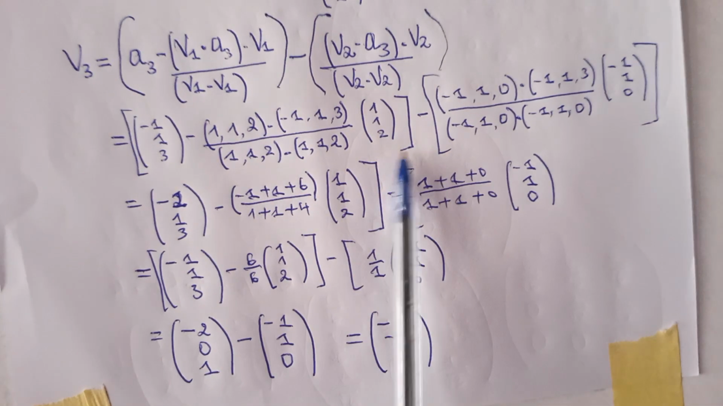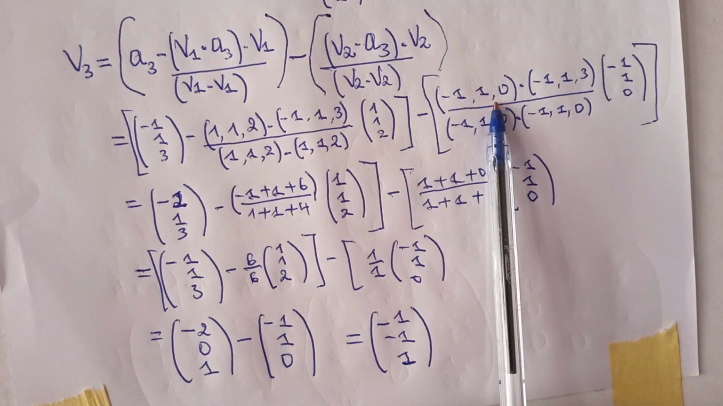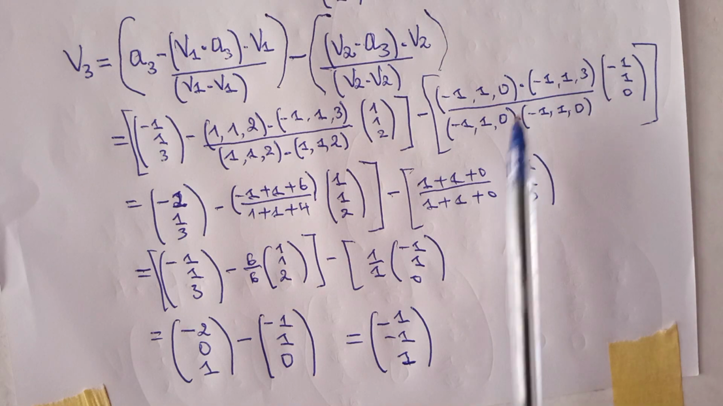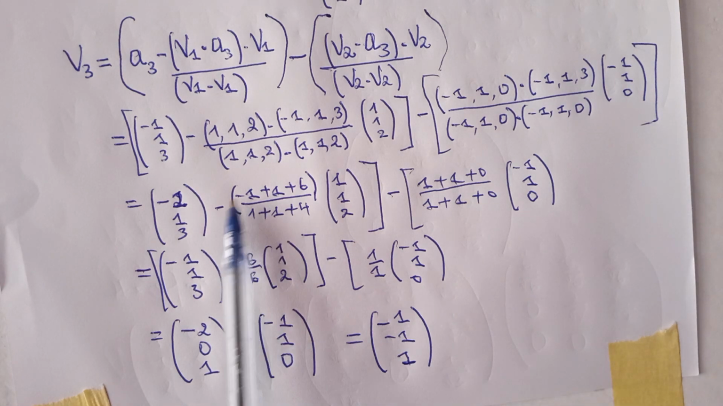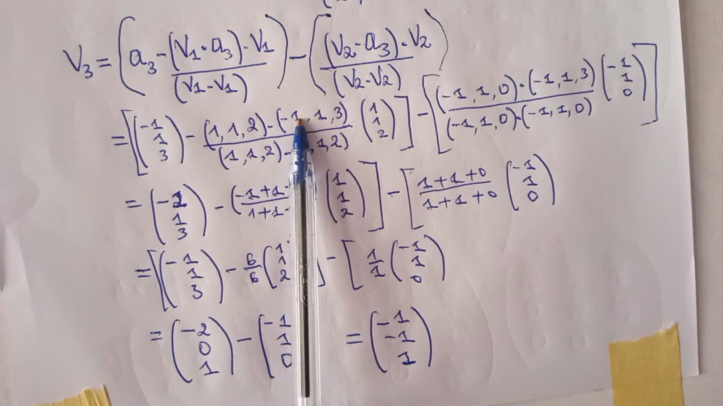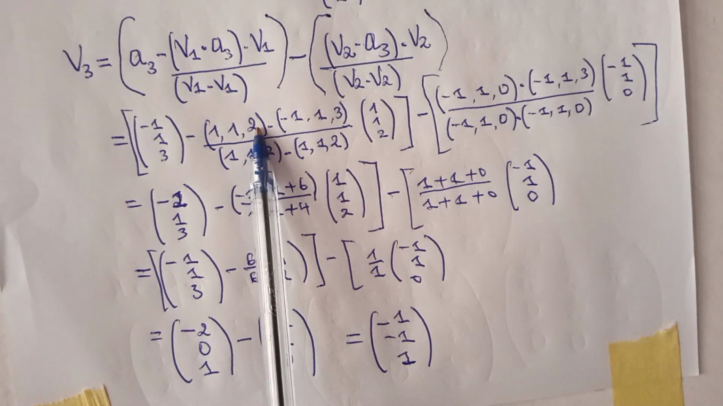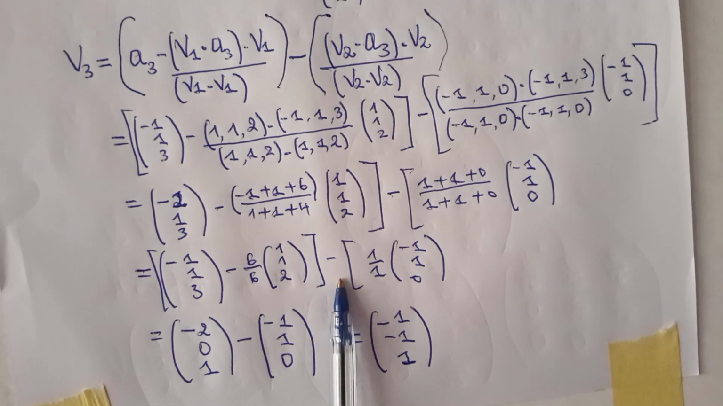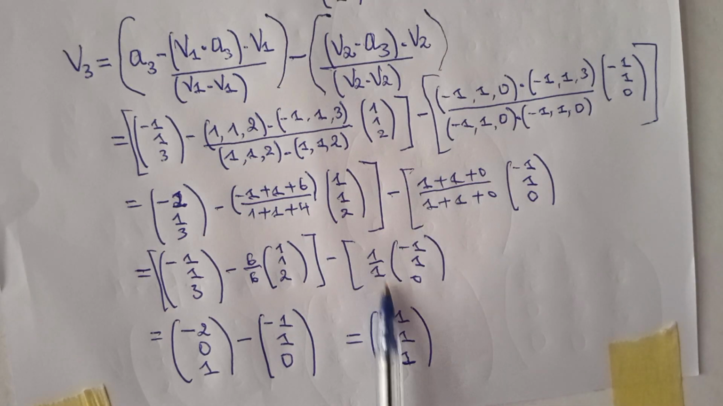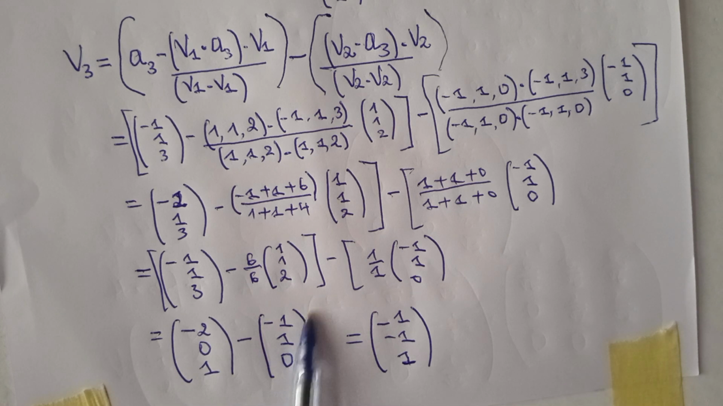Then subtract V2 dot A3 over V2 dot V2, times V2. You compute this: this one times this one, plus this one times this one, plus 2 times 3 to get 6 over 6. Here also, you compute to get 1 over 1, which is equal to 1, times our vector. You take vector 1 minus the other computed vector. At the end, we get V3, which is equal to (-1, -1, 1).